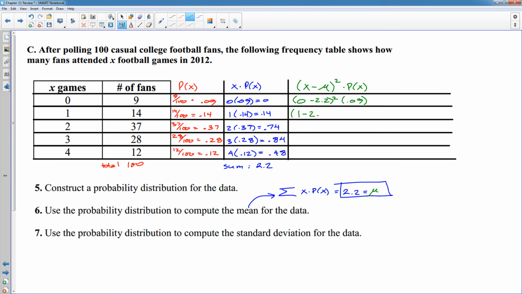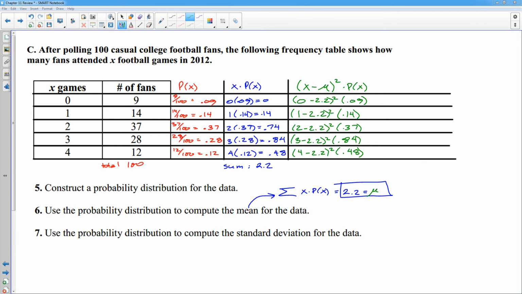1 minus 2.2, square it, times the probability that you attended one game, and that's 0.14. 2 minus 2.2 times the probability of attending 2 games, which is 0.37. And we'll do that all the way down. There we go. And then we need to calculate those things.